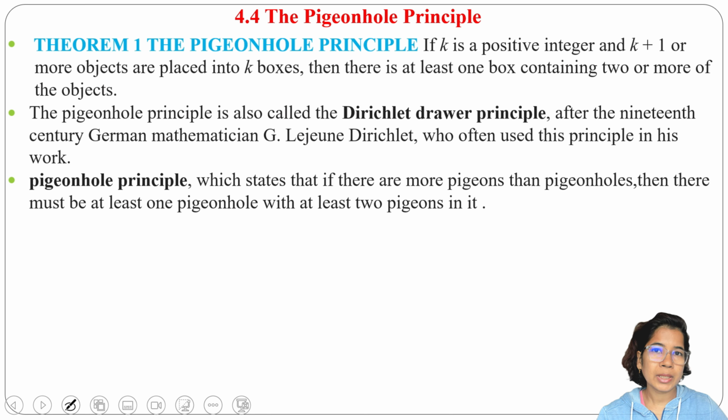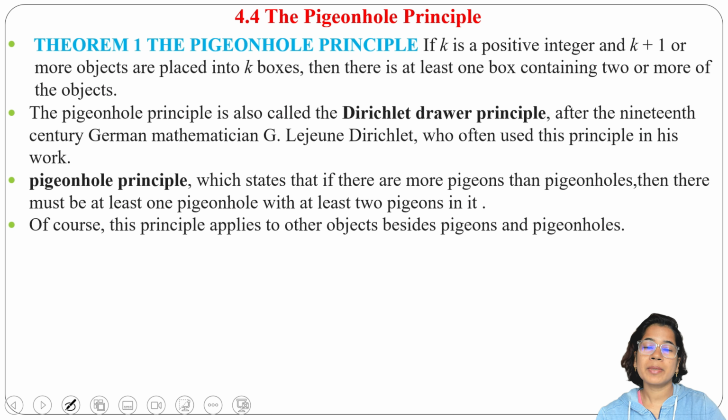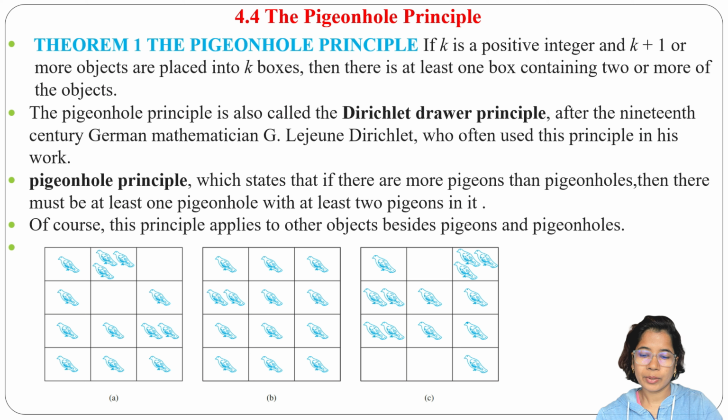If there are more pigeons and fewer holes, then there should be at least one hole having more than one pigeon. And this principle can be applied to anything besides pigeons and pigeonholes. The pigeons can be any number of objects and the pigeonholes can be any number of boxes. Okay, now this is a picture. There are 3 possibilities: A, B, C. There are 13 pigeons and 12 boxes. In picture B, every box has one pigeon, and in just one box there are 2 pigeons.